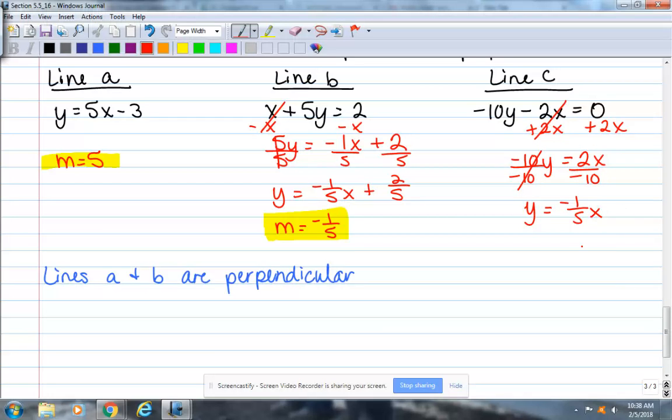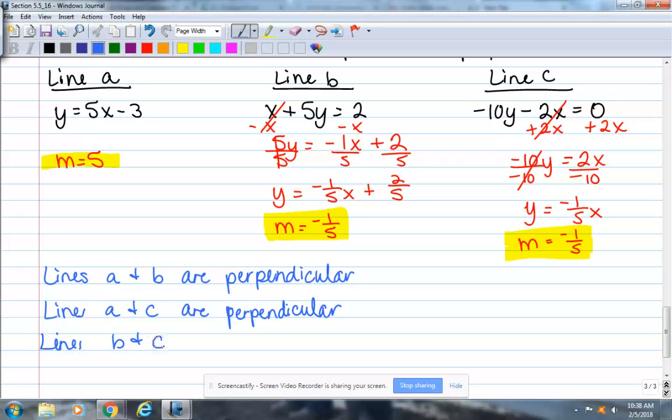y equals -1/5 x. And this one is going through the origin, isn't it? Yep. So what is the slope of that line? Negative 1/5. So let's compare that to lines A and B. I've got a few things I can say. What's something else I can say? A and C are also perpendicular. Can I make any other comparisons? Yes, they have the same slope as each other, so lines B and C are parallel.